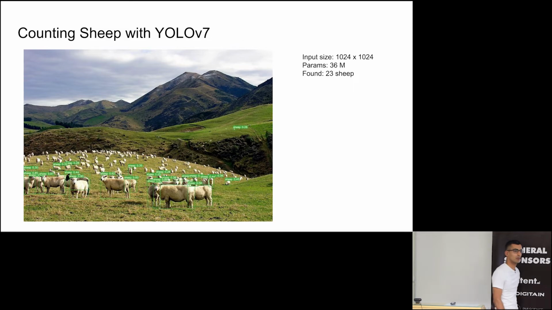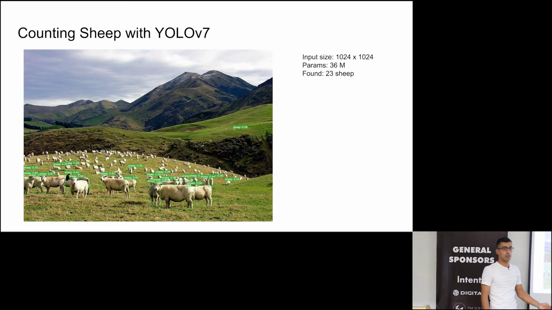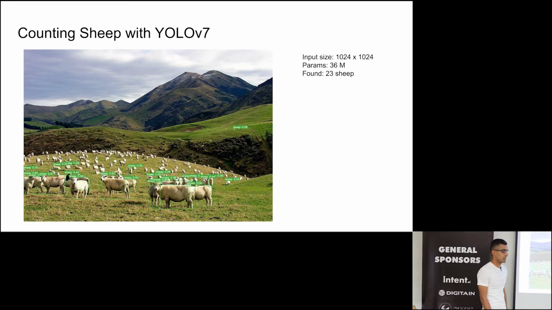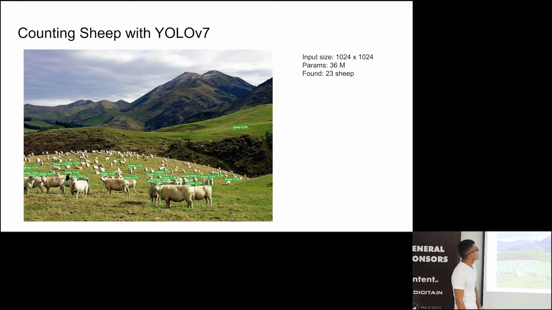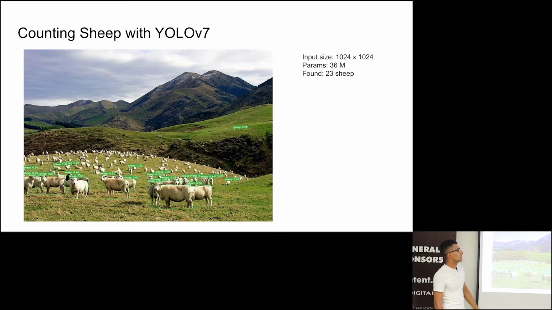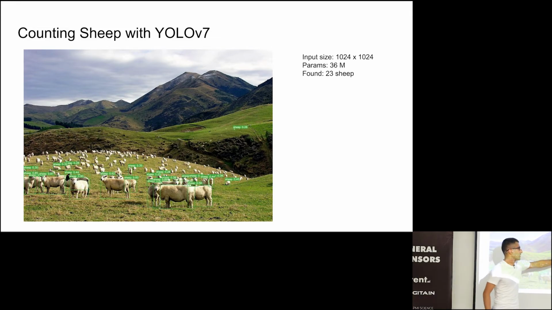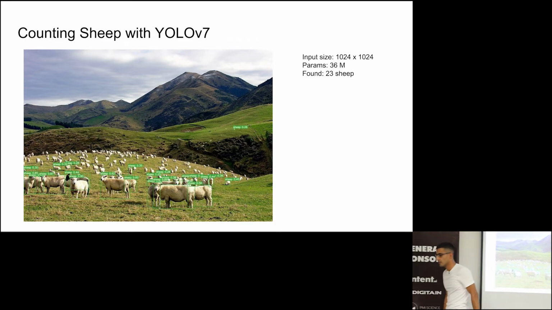Okay, coming back to counting sheep, I tried YOLOv7 on this image so that we can see how they perform. The vanilla YOLOv7 found 23 sheep on this image. I checked, there were no false positives. The architecture has 36 million parameters, and I gave it a 1280 by 1280 input size. I think this was impressive.